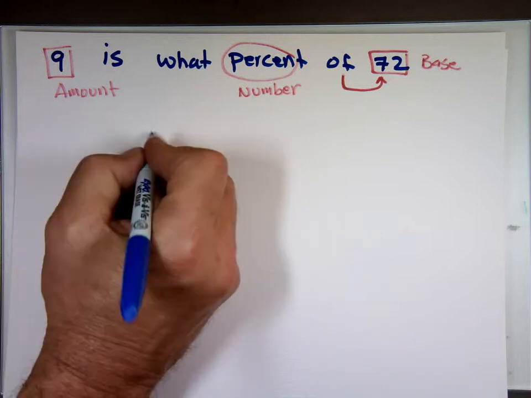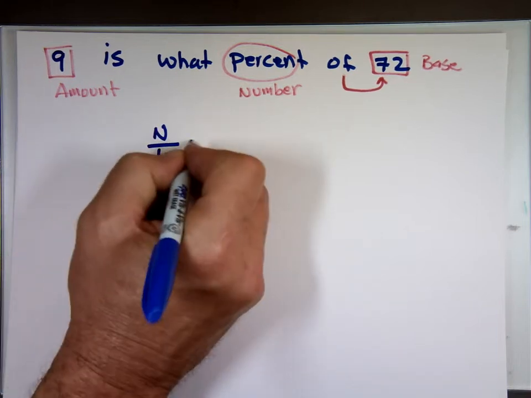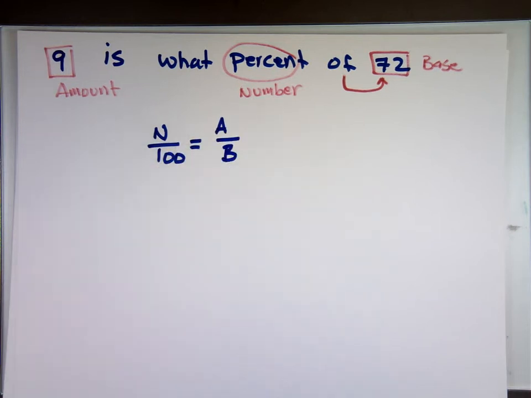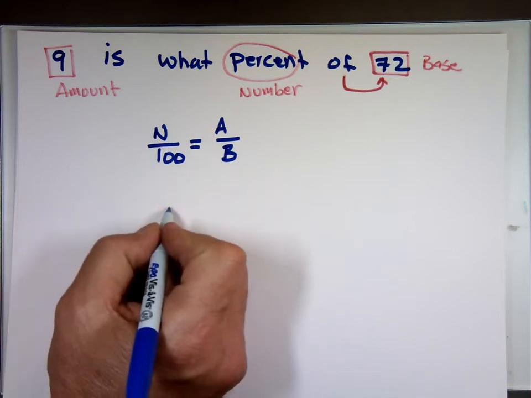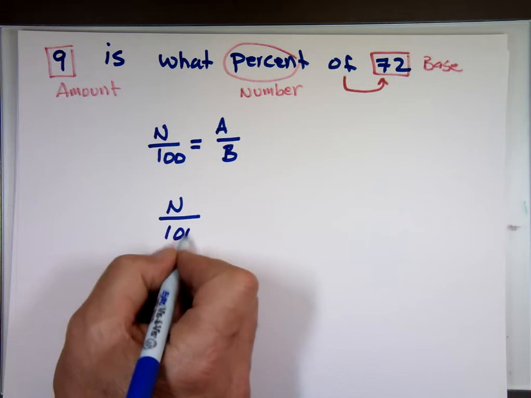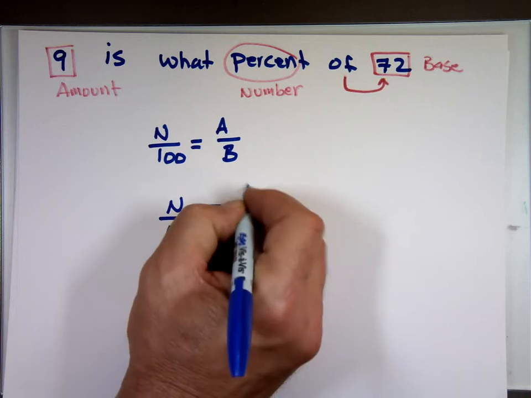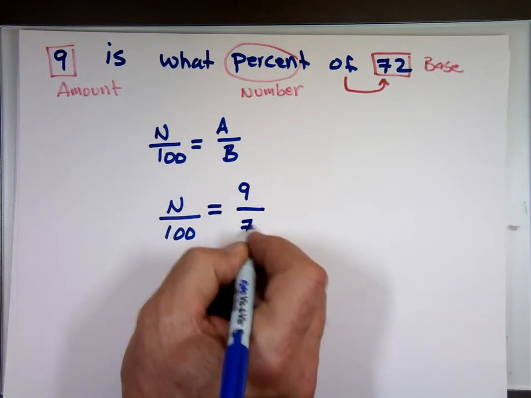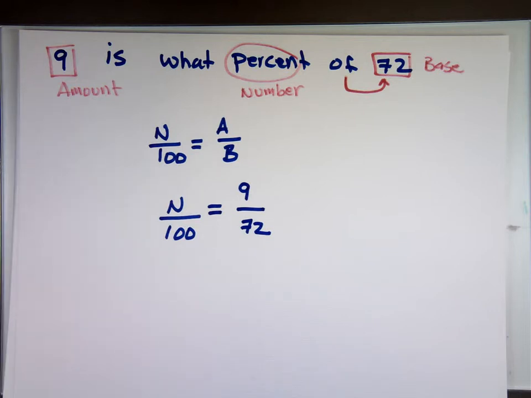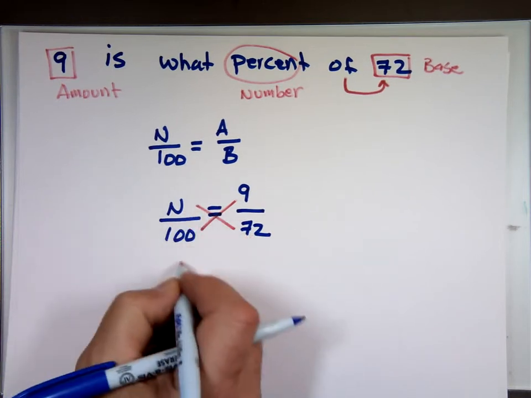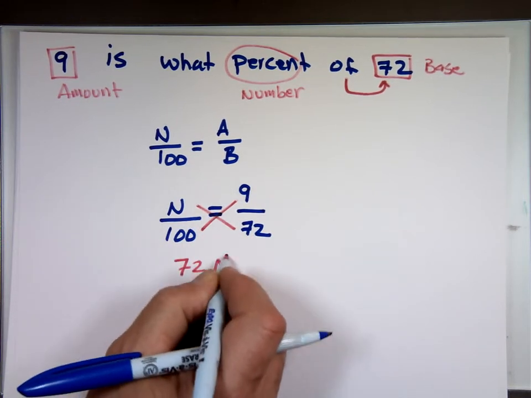The ratio of the number to 100 is the same as the amount to the base. Do we know what the number is? No. I'll use N for number or P for percent, whatever you want to use. Do we know what the amount is? 9 to what? 72. You can simplify if you want to, you don't have to. If you want to cross multiply, 72 times N is what? 72N equals what?